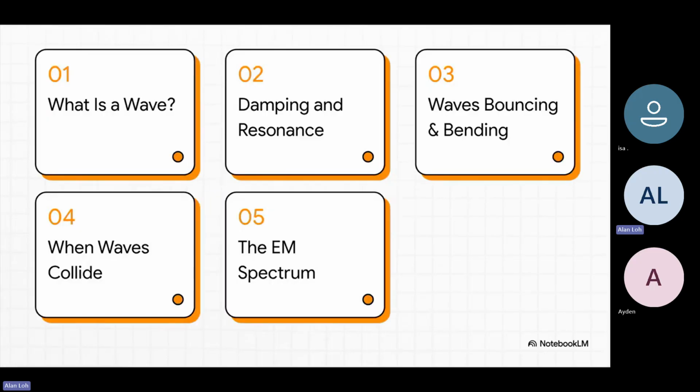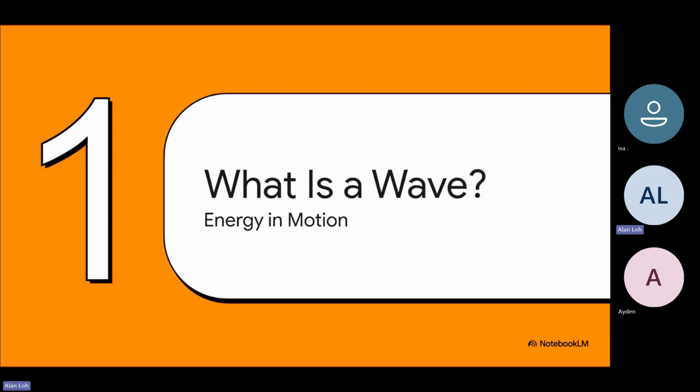So here's our roadmap. First, we'll cover the absolute basics. What even is a wave? Then we'll get into damping and resonance, basically how waves live and die. After that, we'll see what happens when waves bounce and bend, and what happens when they run into each other. And finally, we'll zoom way out to look at the whole electromagnetic spectrum. All right, let's dive right in.